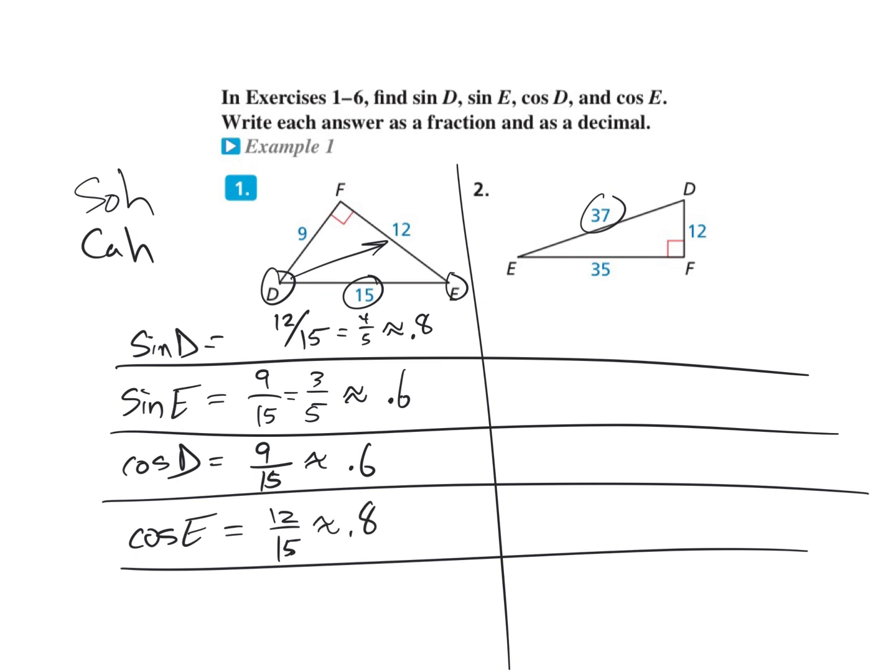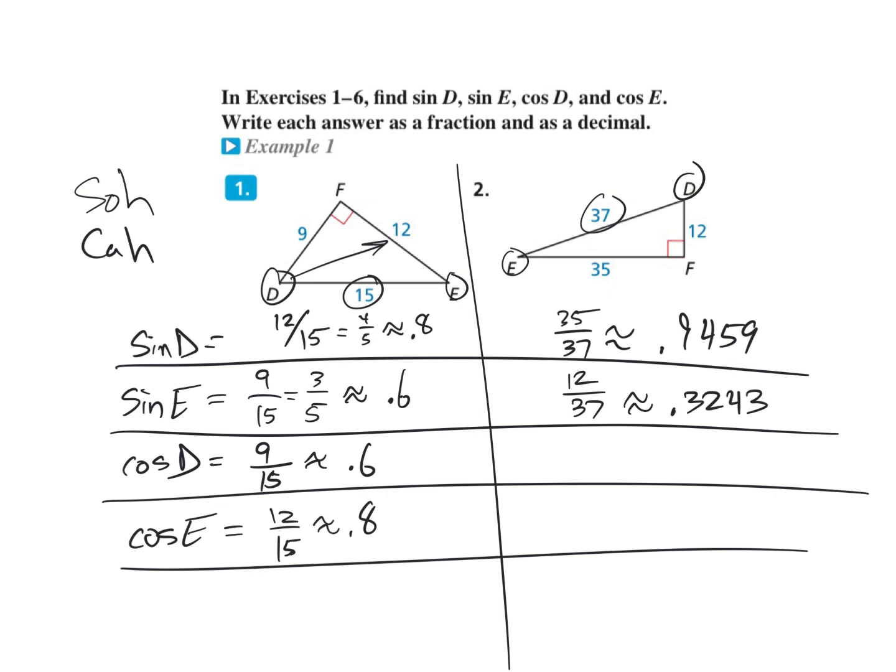Okay? Now we do sine of D in number 2, the opposite leg over the hypotenuse. And then we use our calculator. 35 divided by 37, and we get 0.9459. Now the sine of E is the opposite leg, 12 over the hypotenuse. So we take 12 divided by 37, and we get approximately 0.3243.